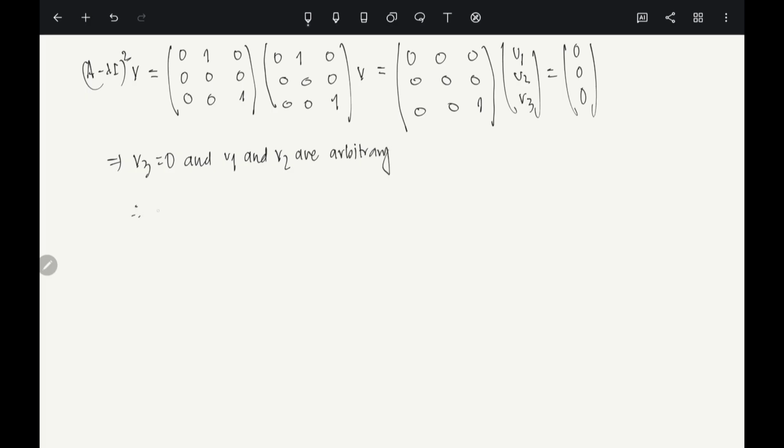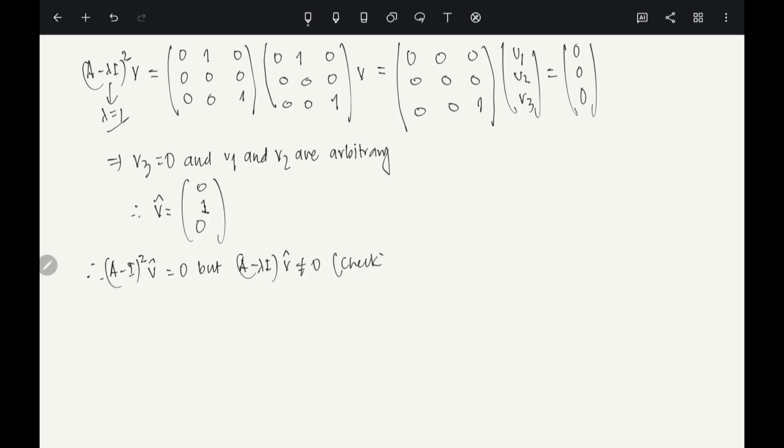So the vector which you are choosing here, v1, v2 is arbitrary, so let's just choose it to be 0, 1, 0. Clear? So this V, let's call it V tilde. Then (A minus I) squared V cap, lambda is 1 here, this is 0. But you can check that A minus lambda I times V cap is non-zero. So please check this part. It's very trivial to see, but anyways, please check it.